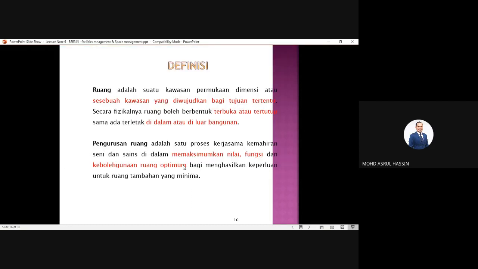What is ruang? Definisi suatu kawasan permukaan, dimensi atau sebuah kawasan yang diwujudkan bagi tujuan tertentu. Itu adalah ruang, space. Secara fizikalnya ruang boleh berbentuk terbuka atau tertutup, sama ada dalam bangunan ataupun di luar bangunan. Masuk pengurusan ruang or space management, proses kerjasama kemahiran seni dan sains di dalam maximize the value, function and usage, optimum usage of space in the organizations. Kebolehgunaan ruang optimum bagi menghasilkan keperluan untuk ruang tambahan yang minimal.